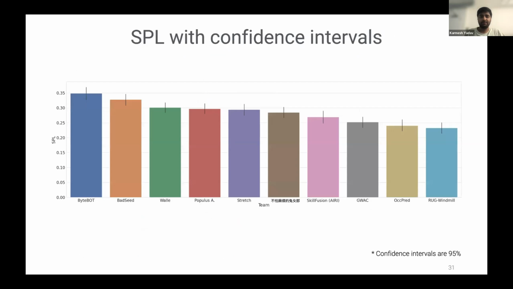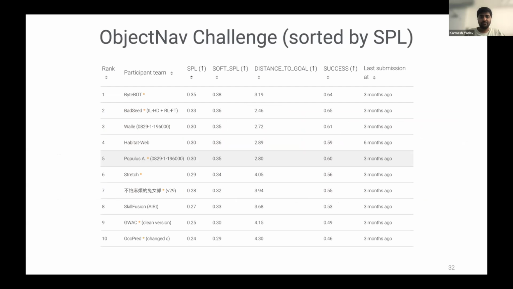Now let's look at the SPL for the top 10 teams from this challenge leaderboard. We see that all these 10 teams have an SPL of more than 20%. This is much higher than the teams from previous years. We also see that the fourth team, Populous, loses to Wally just by 1%, and there's a very tight competition between the top 5 teams. Here is the leaderboard with the top 10 teams.